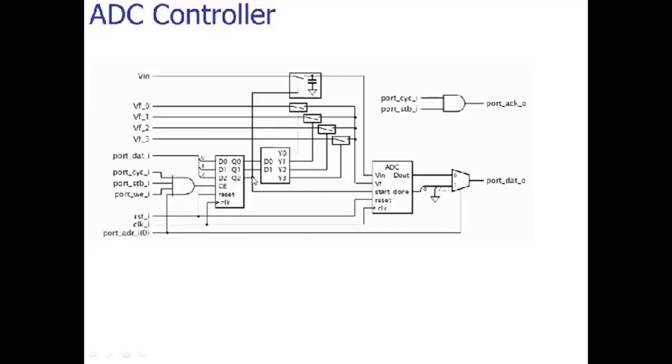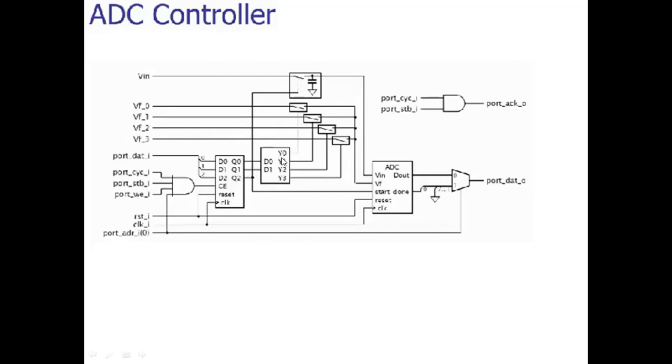Q2 is a control signal to start. It will tell whether to start or not, and whether this V in is to be held or not. So this Vf is your reference voltage, and a 2 cross 4 decoder is also used here.